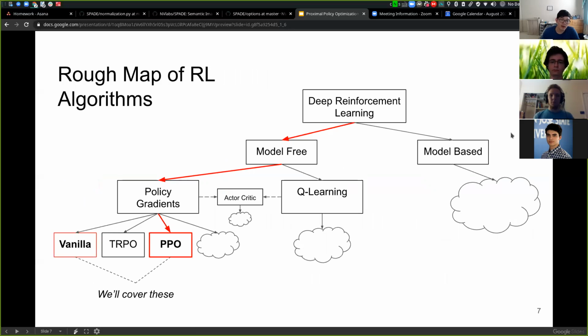And just a rough map of the RL algorithms in deep reinforcement learning. There's model-free and model-based. PPO is a model-free version. Under model-free, there's typically policy gradients and Q-learning. And then under policy gradients, we're talking about today the vanilla one and the PPO one.